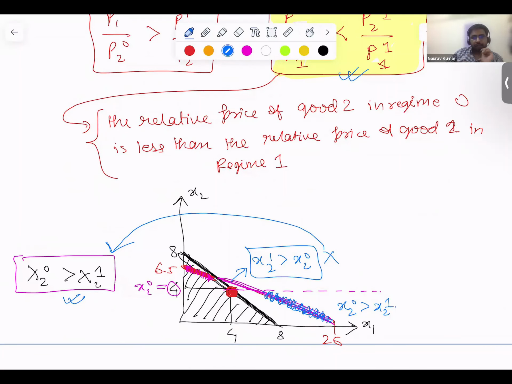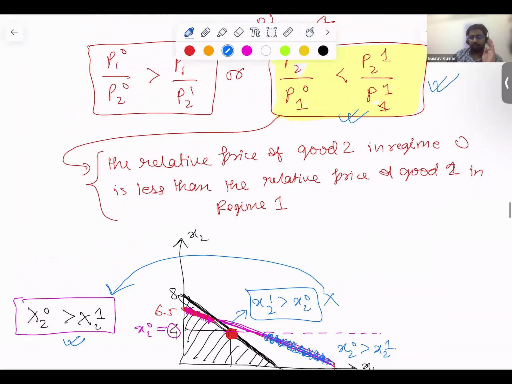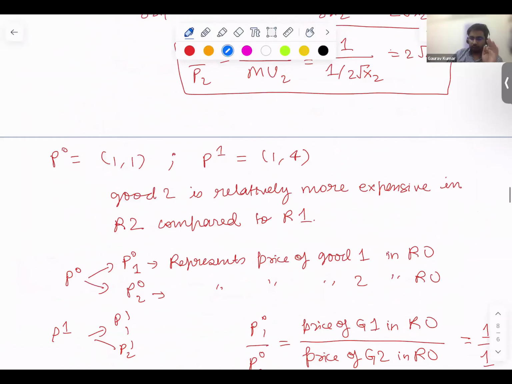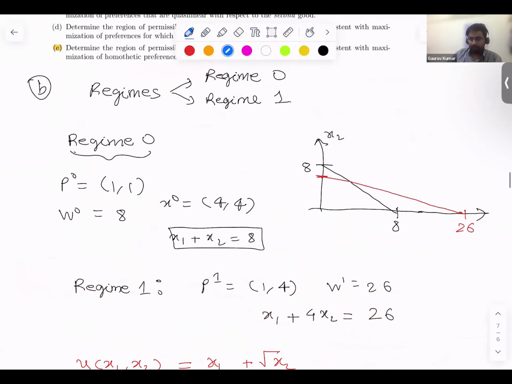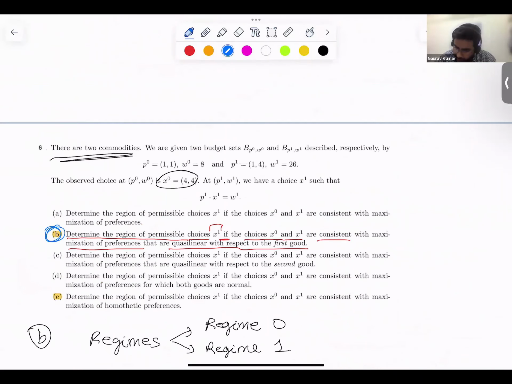So this is the range of x1 which you have to choose in order for you to come to the solution for part B. So you see what the question asks. Determine the region of permissible choice of x1 if the choices x0 and x1 are consistent with preferences that are quasi-linear with respect to the first good.